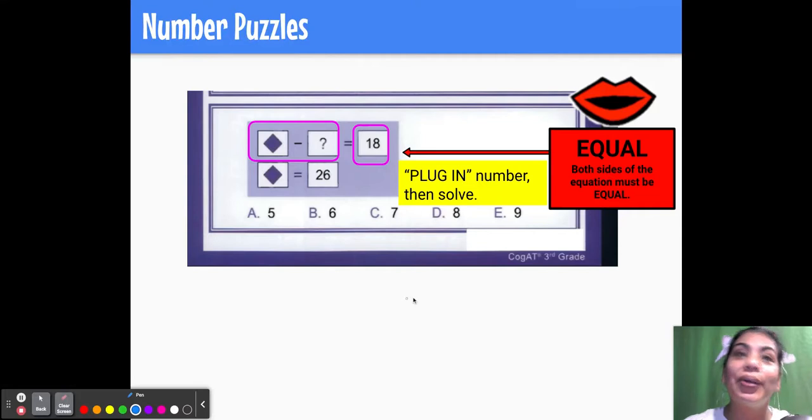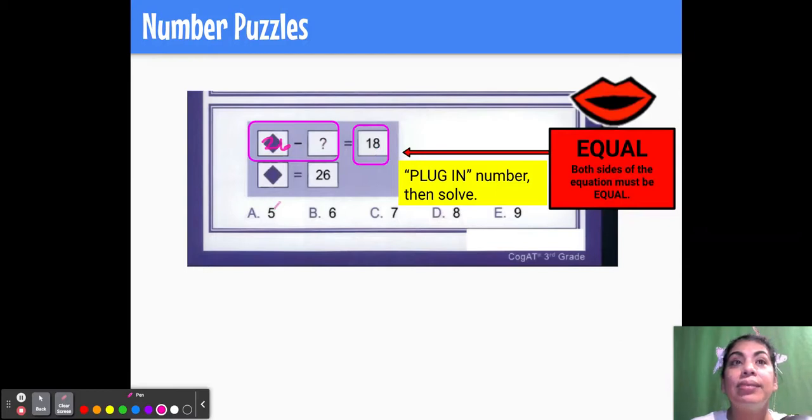Okay, here's another example where we can plug something in. So we have a rhombus, subtract a number will make 18. Here they're telling me that a rhombus is 26. So I know that this is 26. Now I have to ask myself, 26 subtract what number will give me 18?